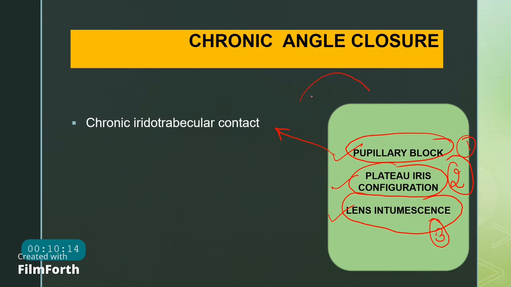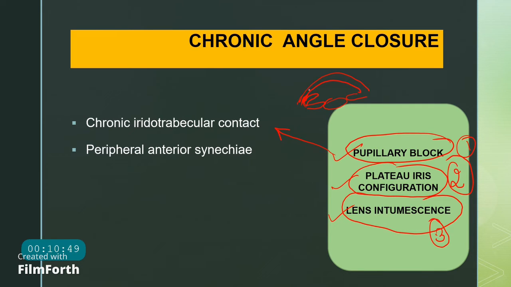iridotrabecular contact. That means if this is the cornea and this is the iris over here and this is the pupil, then what will happen chronically because of these three mechanisms is that the iris will be coming in close contact to the angle, that means here the trabecular meshwork. Because of these three reasons, there will be chronic contact between the iris and the trabecular meshwork, and that is called chronic iridotrabecular contact. Now when they are existing in close proximity to each other for such a long period of time, what happens is that they will develop peripheral anterior synechiae.